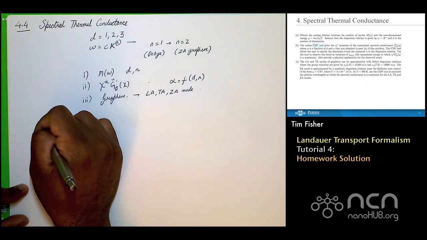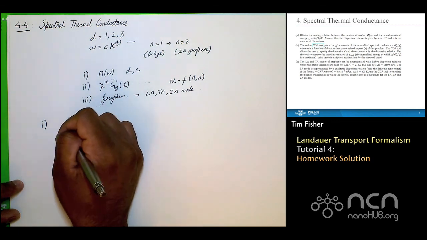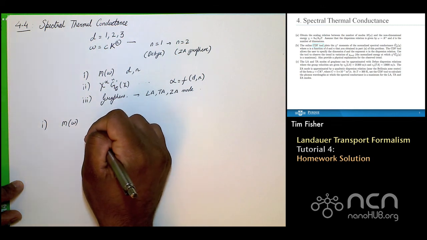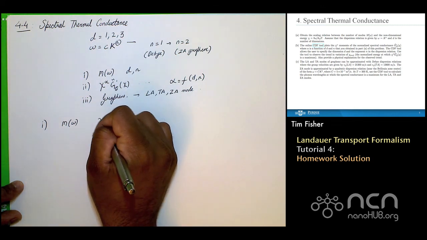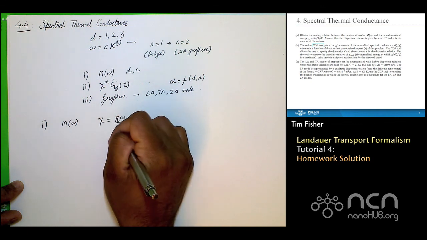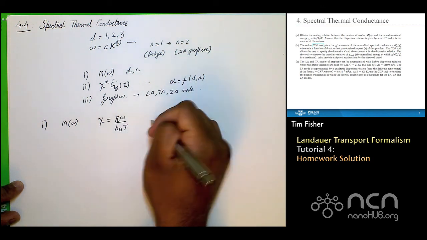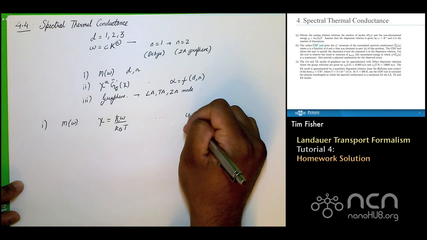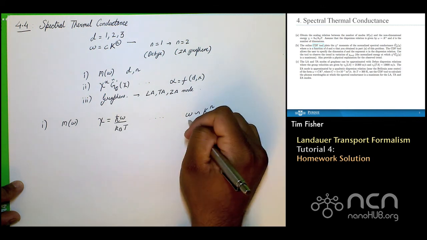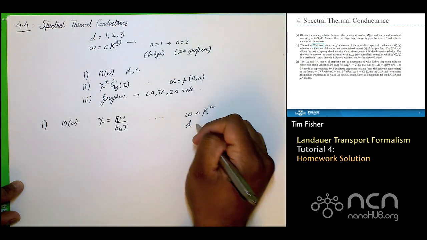So going to the first part of the problem, the first part of the problem asks us to obtain the scaling relation between the number of modes, which is M of omega, and the non-dimensional energy represented by chi. So chi here is h bar omega upon kB T, where omega is the frequency and T is the temperature, and this is under the assumption that the dispersion is given by omega scales as k raised to n. Omega is the frequency, k is the wave vector, n is the exponent, and D is the dimension of the system.